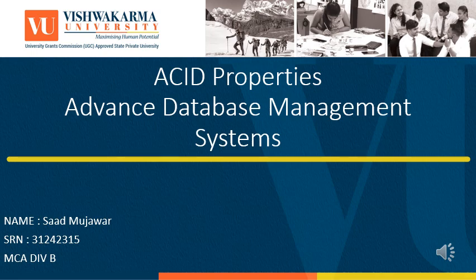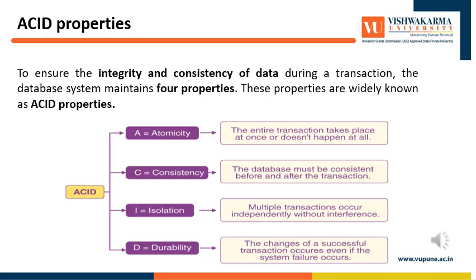Today my project is on advanced database management and the topic is ACID properties. ACID stands for atomicity, consistency, isolation and durability. To ensure the integrity and consistency of data during a transaction, the database system maintains four properties. These properties are widely known as ACID.